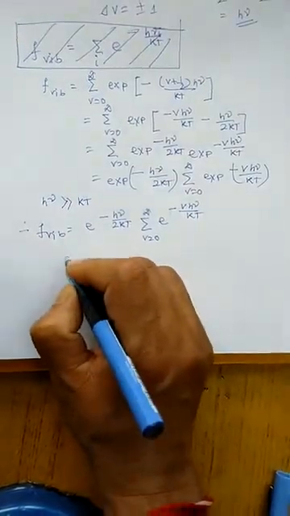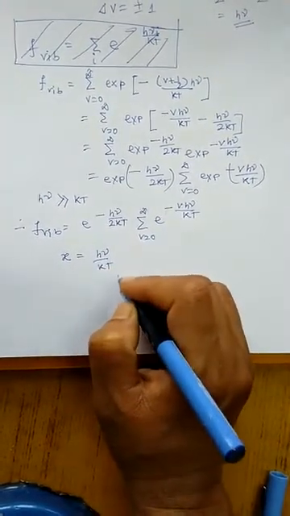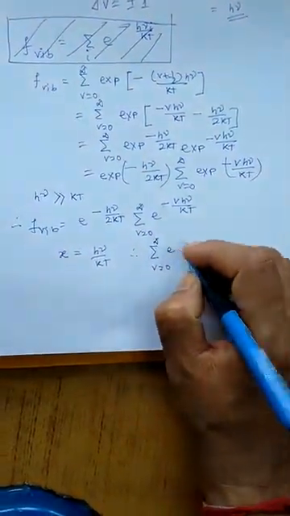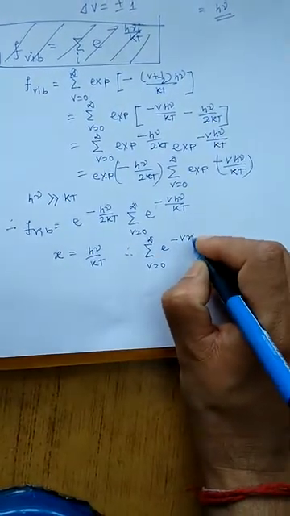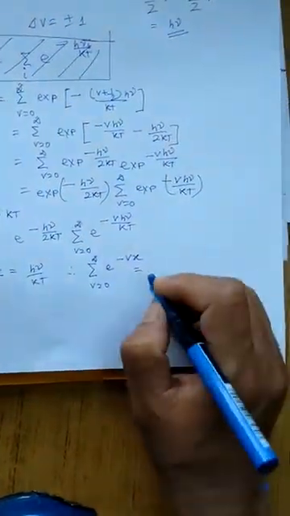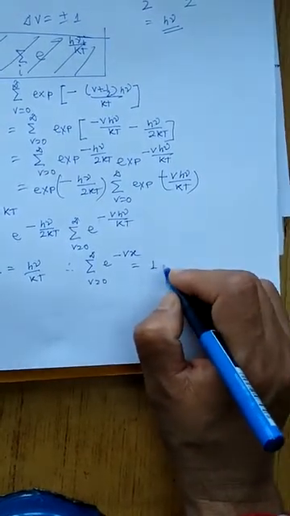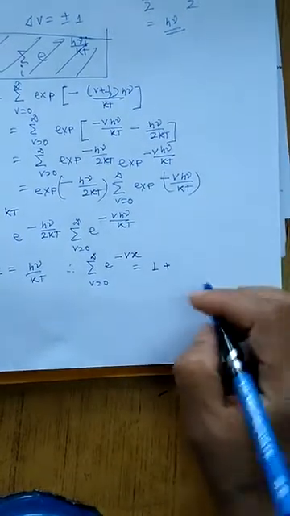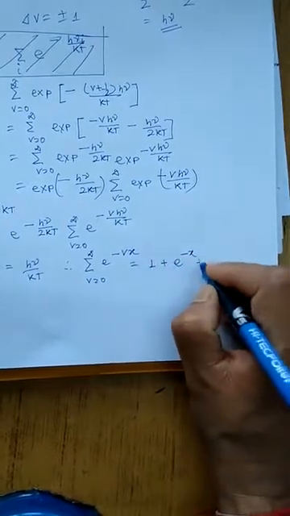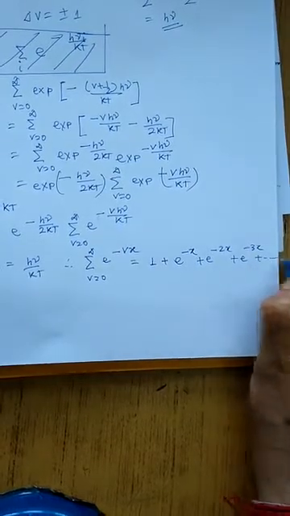Let's take a quantity x equal to h nu by kT. Then only this quantity remains: the sum over v equal to 0 to infinity of e to the power minus v x. Now if I put the values v equal to 0, 1, 2, 3 and so on: when v equal to 0, e to the power 0 is 1, plus when v equal to 1, it becomes e to the power minus x. When v equal to 2, it becomes e to the power minus 2x, plus e to the power minus 3x, plus so on.